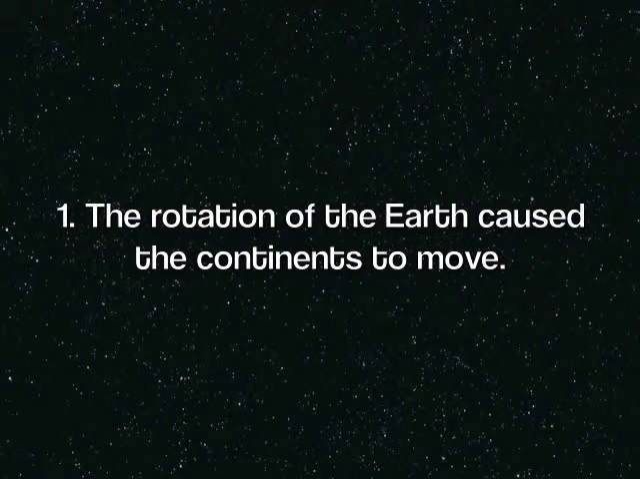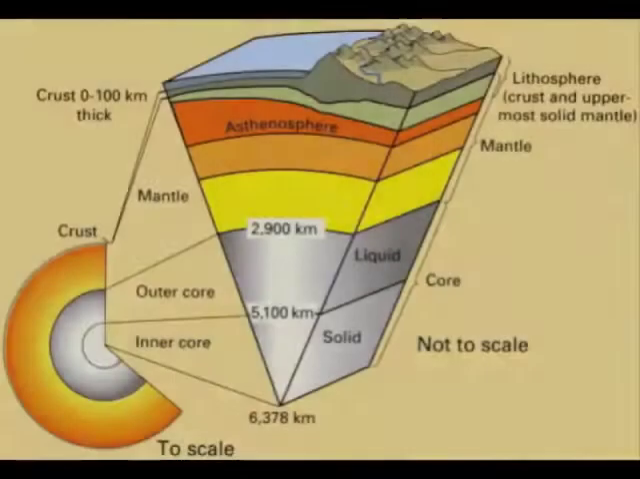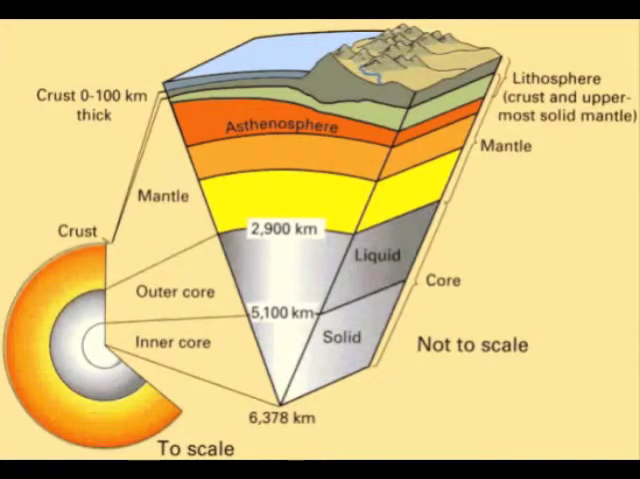One misconception children have is that the rotation of the Earth caused the continents to move. However, the theory of plate tectonics has proven this misconception to be false. In order to understand how these continents moved into their present-day position, we must first look at the Earth's rigid outer part known as the lithosphere. The lithosphere includes both the upper portion of the mantle and the crust.